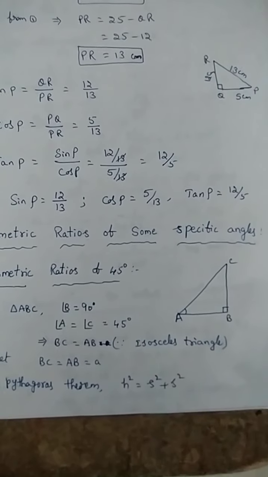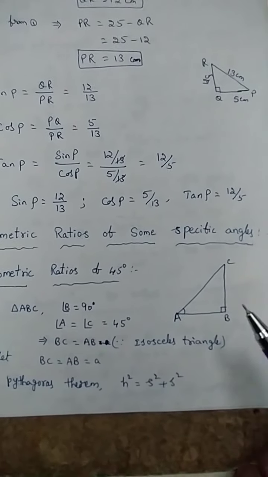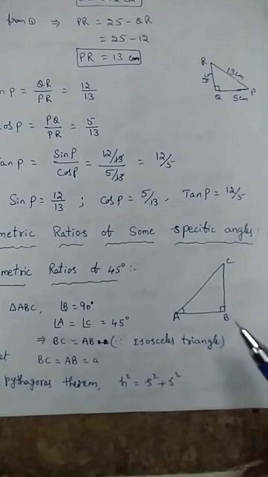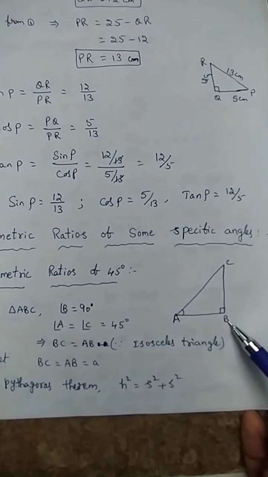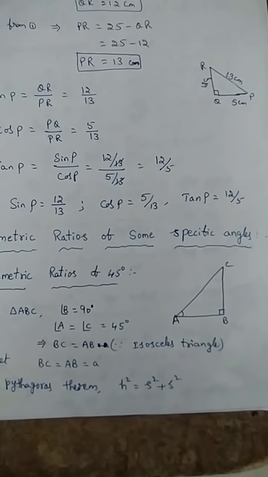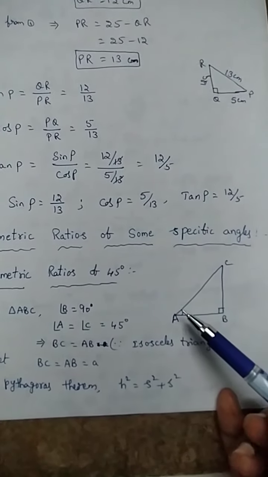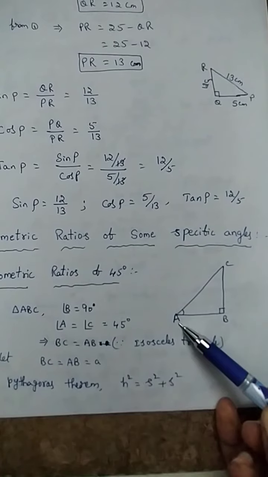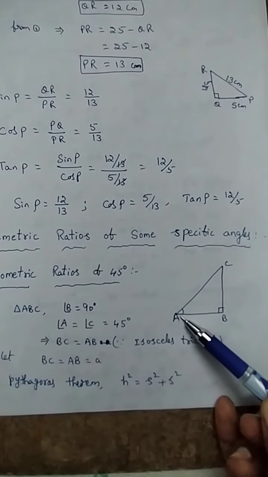What is it? A right angle triangle. In that right angle triangle, one angle is 90 degrees. Here we assume that angle B is 90 degrees. Then the remaining two angles are acute angles. Here we are taking angle A equal to 45 degrees.